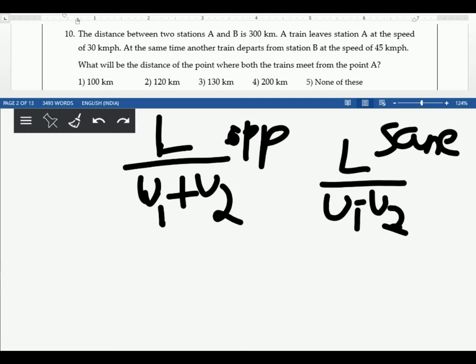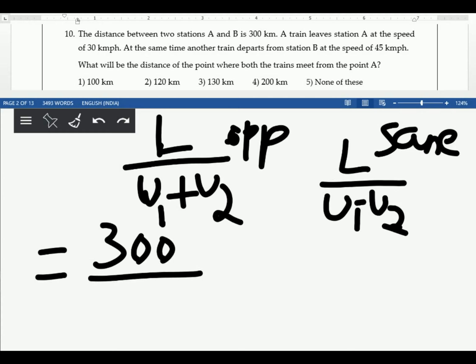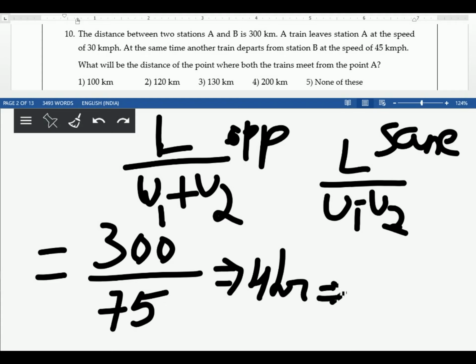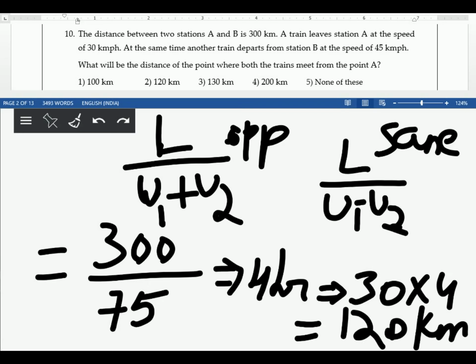So here in our question, the total distance is 300 kilometers and they travel in opposite directions, so we need to add their speeds, that is 75. So they meet after 4 hours. We are asked to calculate the distance from point A. In 4 hours from point A it traveled 30 into 4, that equals 120 kilometers. After 120 kilometers they met each other. Option number 2.